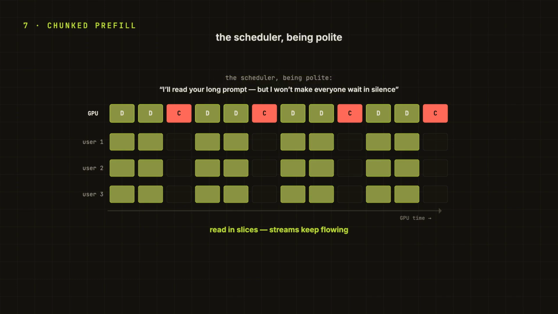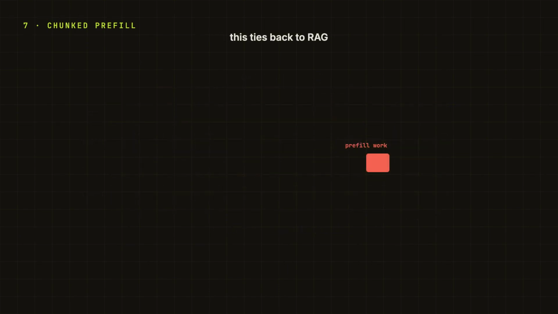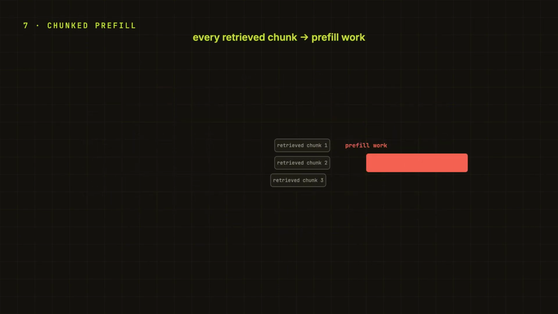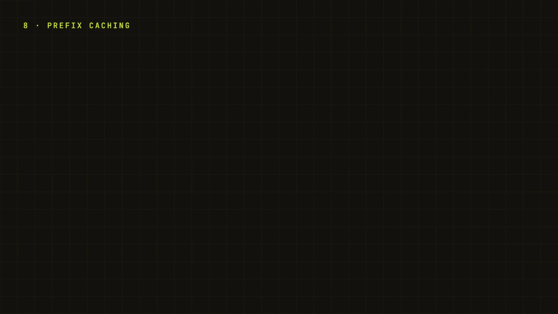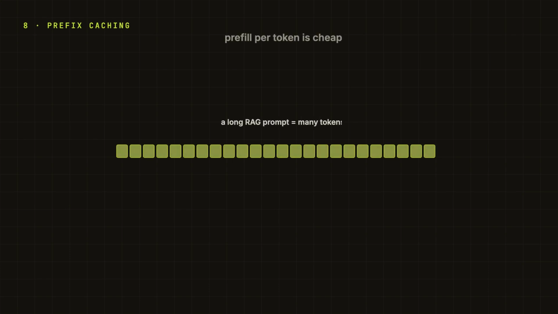And the way I think about it, chunked prefill is the scheduler being polite. It is saying, I will read your long prompt, but I am not going to make everyone else wait in silence while I do it. And this connects right back to RAG, right? Every extra chunk you retrieve and paste into the prompt becomes prefill work. So on the serving side, just add more context is never actually free. Prefill per token is cheap, but a long RAG prompt is a lot of tokens. So in total, reading it gets expensive.